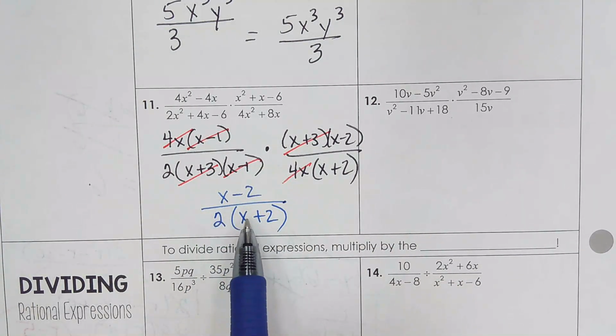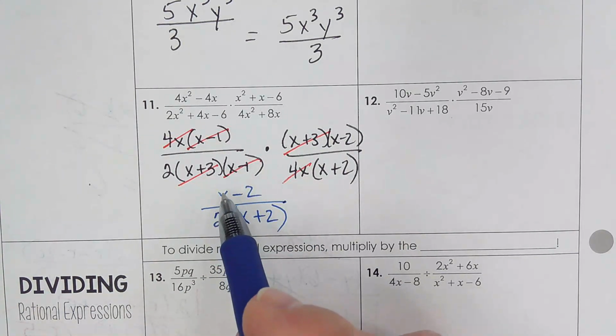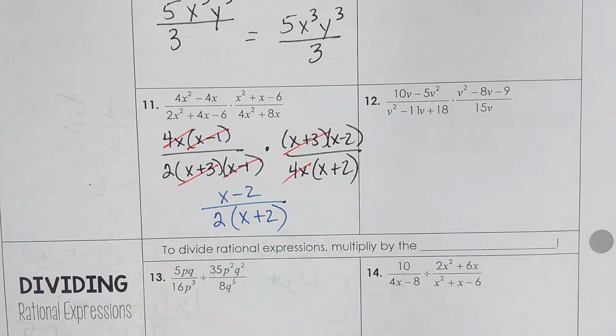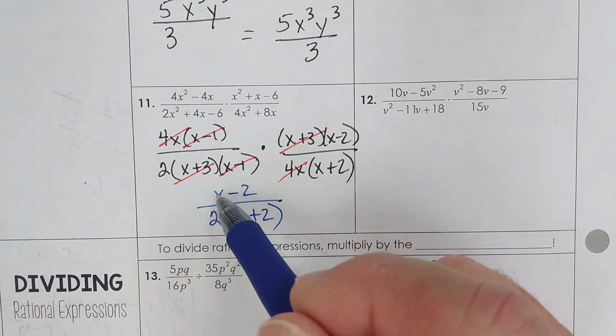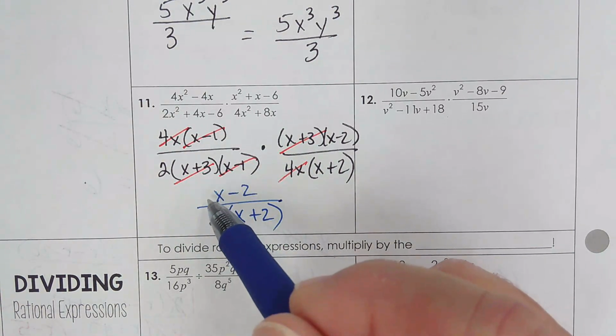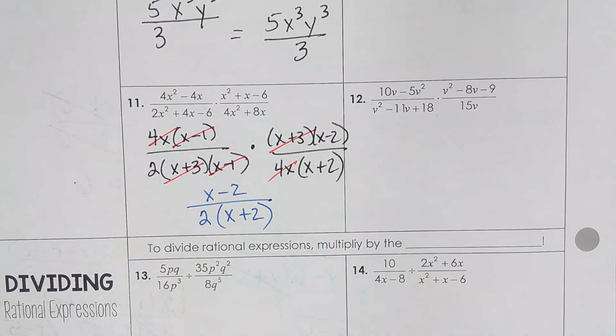If you want to say 2x plus 4, go right ahead, but I think this is nice and simple. It's too bad we can't cancel out the x's, because that would be nice, but because it's subtraction with this x and not multiplication with both of them, we can't do any one-to-one canceling. That is our answer for number 11. All right, let's do number 12 and then come back and check.